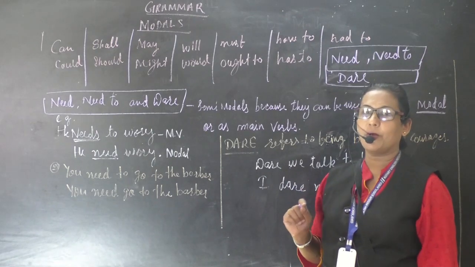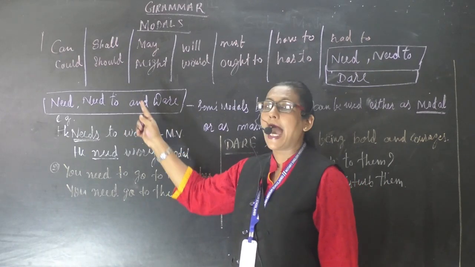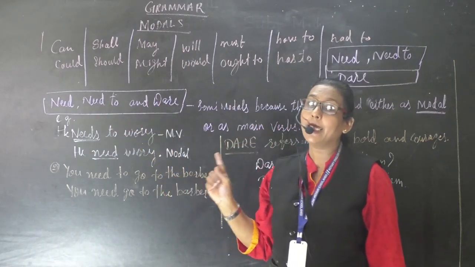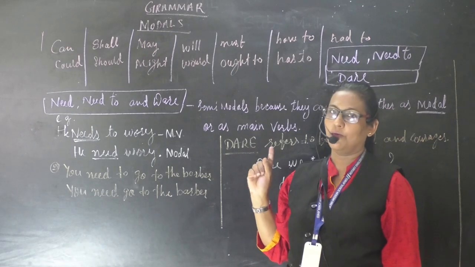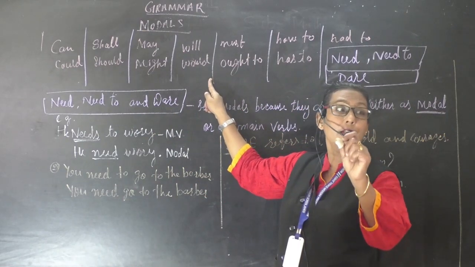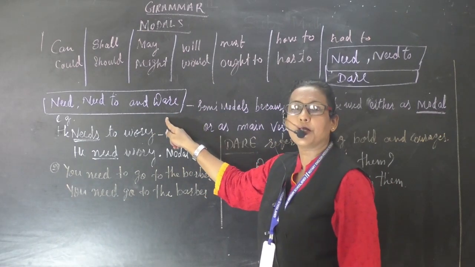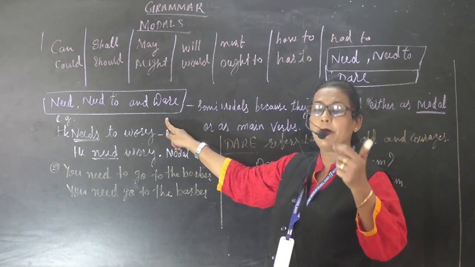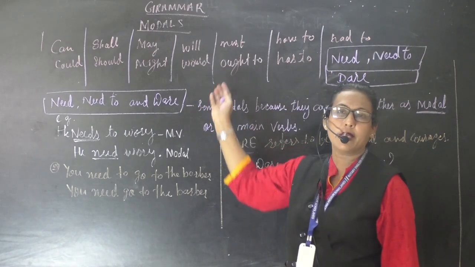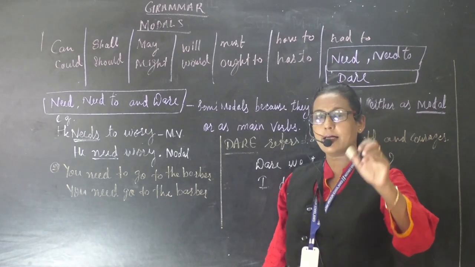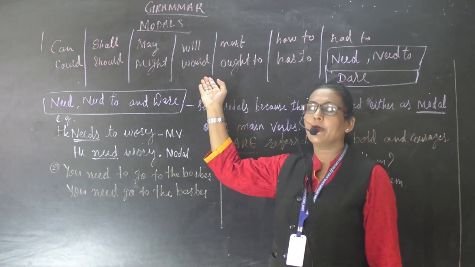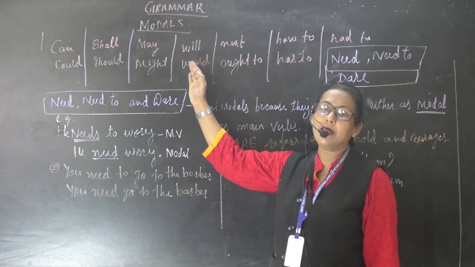Semi-modal means we use these words as modals, as well as as a main verb, an action verb. Here we are using these only as modals, but there we are using them as semi main verb as well as modals. So what were the rules? Modals we always use as it is in all the tenses, past, present and future. And modals don't have the infinitive form, that is, we never use V2 with modals.